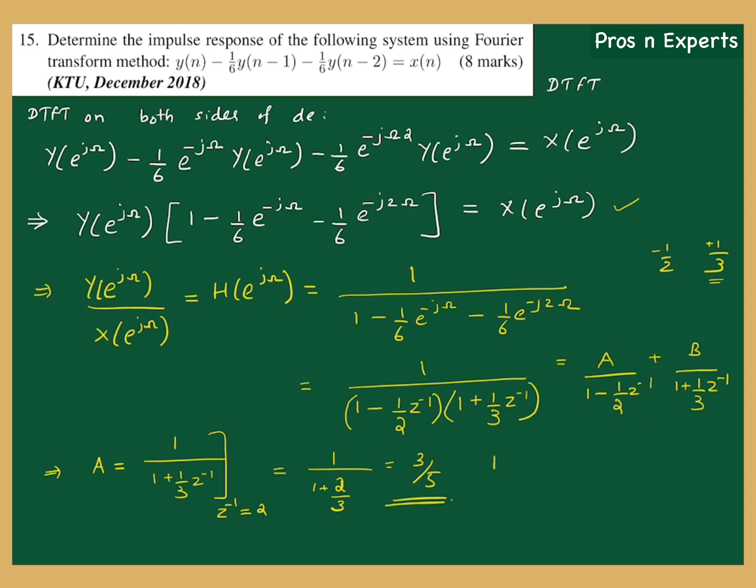In a similar fashion, we can find out b. You take this factor and multiply with this thing, so this factor goes off. The remaining is 1 by 1 minus half z inverse. And put z inverse equal to what? Put z inverse equal to minus 3. Z inverse equal to minus 3 will make this denominator 0. So b equal to 1 by 1 minus half z inverse, but put z inverse equal to minus 3. So that will give you 1 by 1 plus 3 by 2, which is equal to 2 by 5. Okay, so our a equal to 3 by 5 and b equal to 2 by 5.